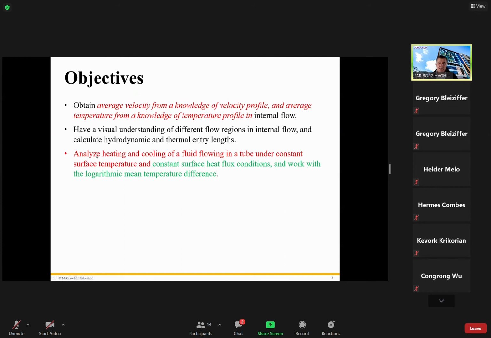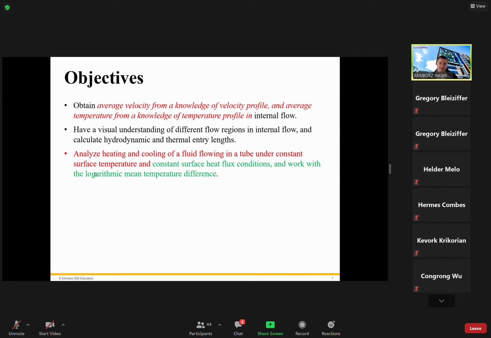Then we try to analyze heating and cooling of fluid flowing in a tube under constant surface temperature. Therefore, we have two types of boundary condition. In one case, we assume the temperature of, for example, the tube remains constant. In another scenario, we assume there is a constant heat flux. In the case of constant heat flux, it doesn't mean the temperature is constant. The temperature changes linearly. Therefore, we're trying to look at these two scenarios because these are the two common sorts of application that we deal with in reality.